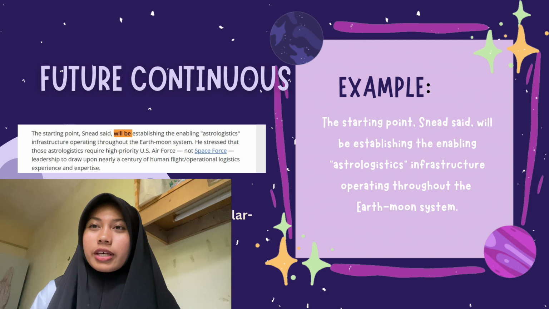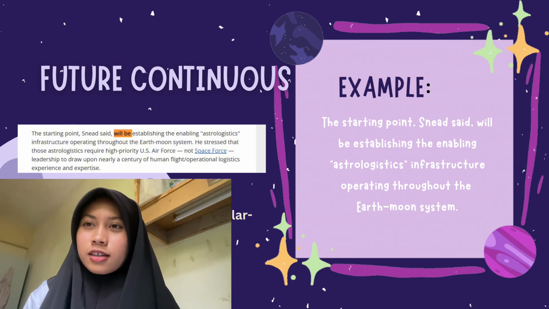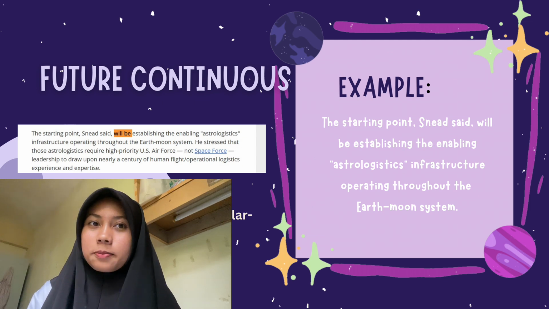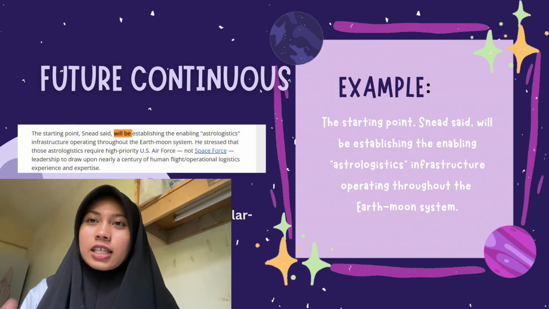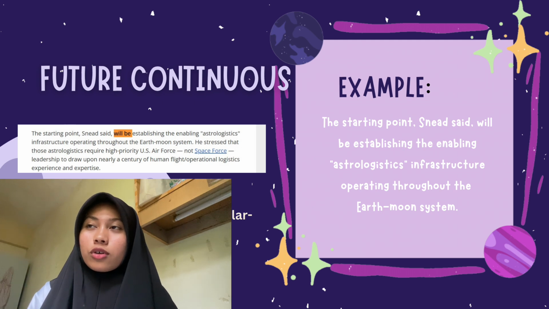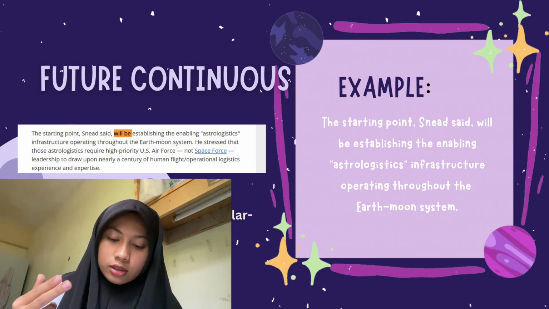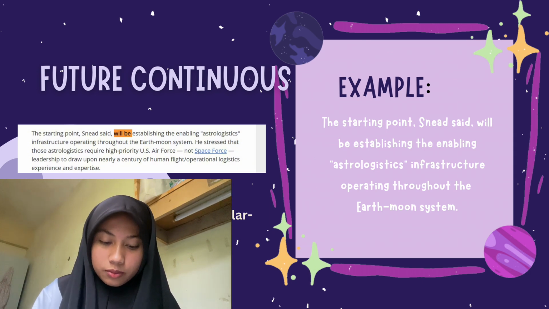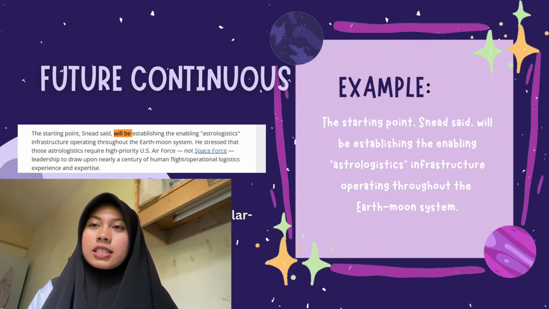So let's look at the example I found. The starting point, SNET said, will be establishing the enabling astrologistic infrastructure operating throughout the Earth-Moon system. So why is this sentence future continuous? The formula for future continuous is subject plus will or shall plus be plus verb plus ing plus object. So what is the subject in this sentence?